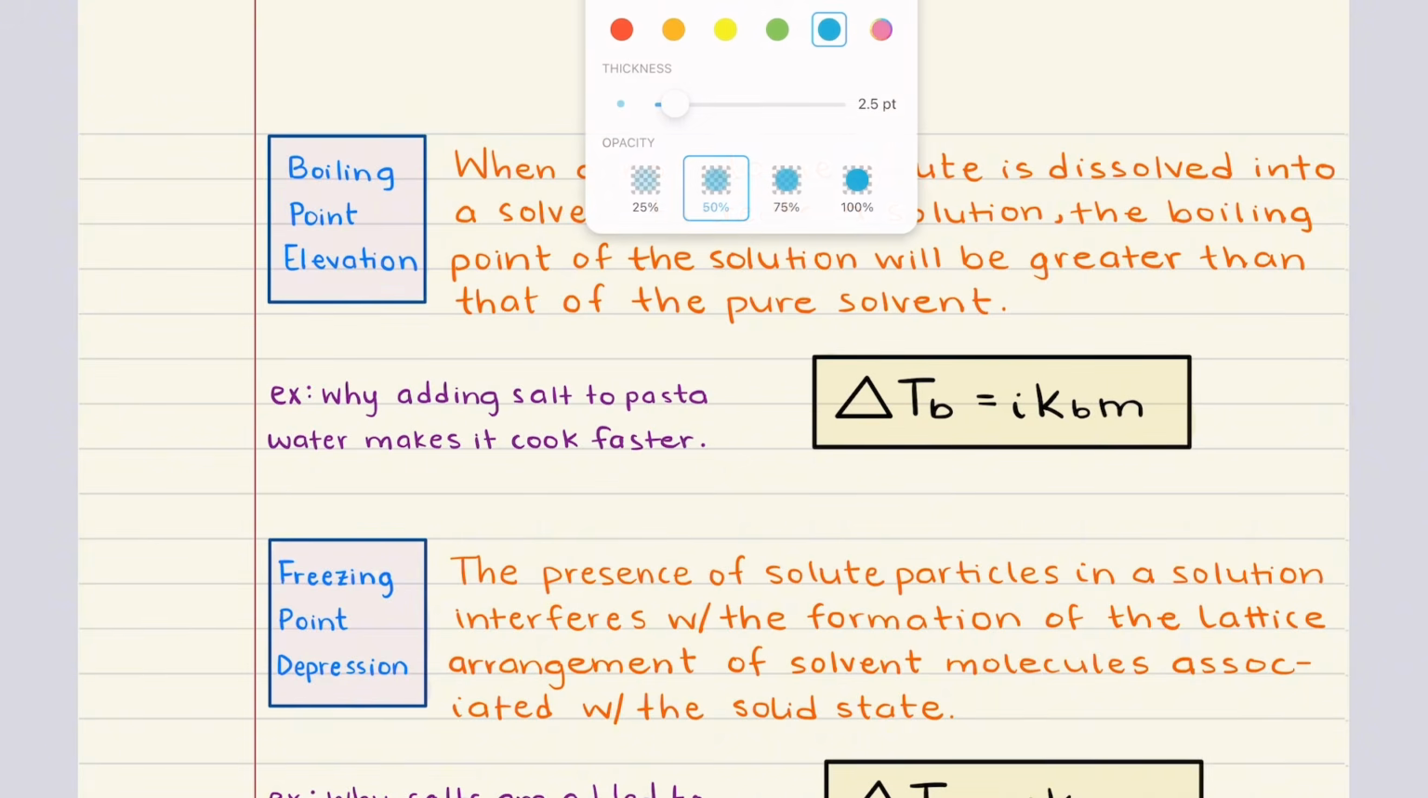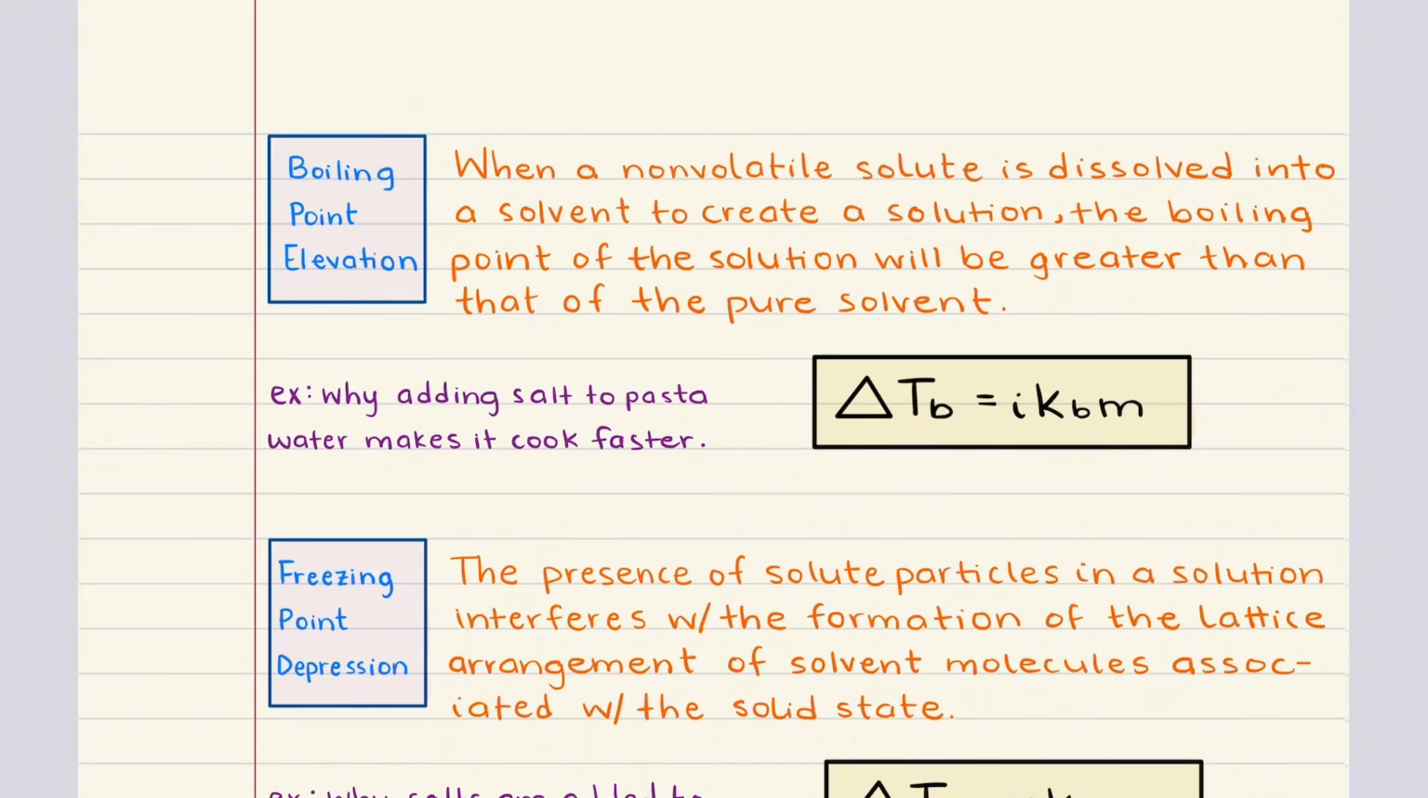When the vapor pressure of a solution is lowered by adding a solute, you're going to have to heat the liquid to a higher temperature to make its vapor pressure equal the external pressure. And this is going to raise the boiling point. The change in boiling point is given by an equation that includes the Van Hoff factor, the constant Kb, and the molality of the solution.